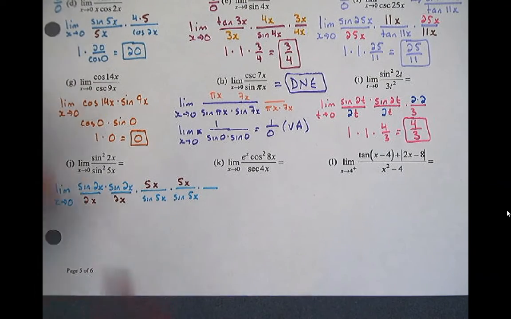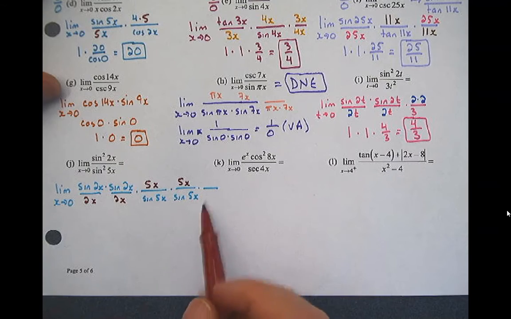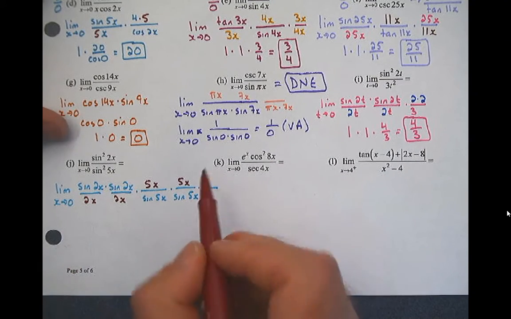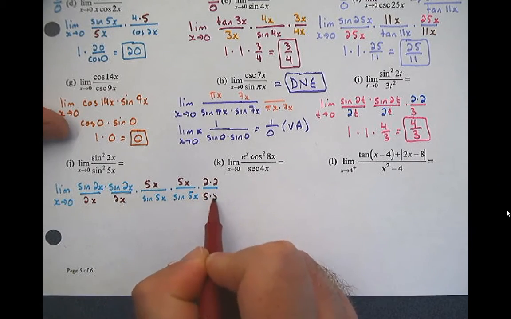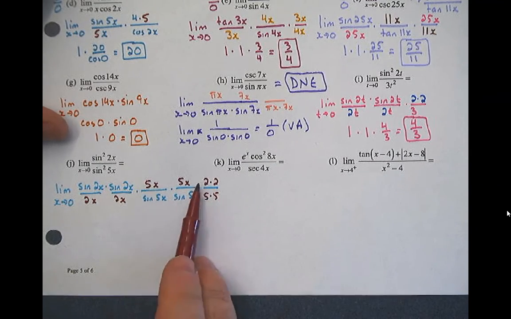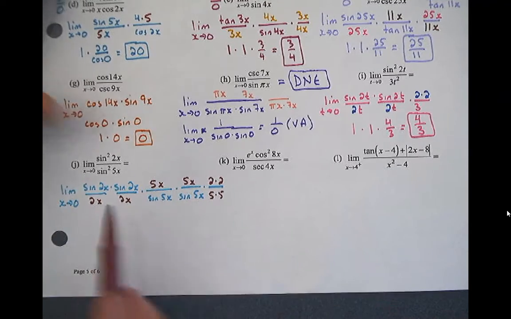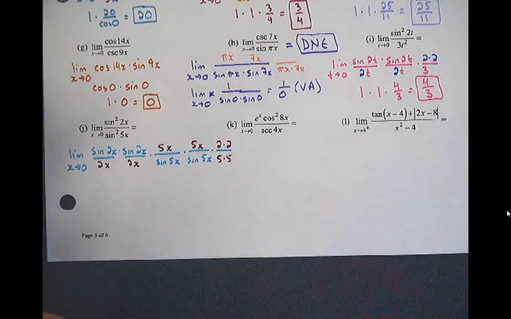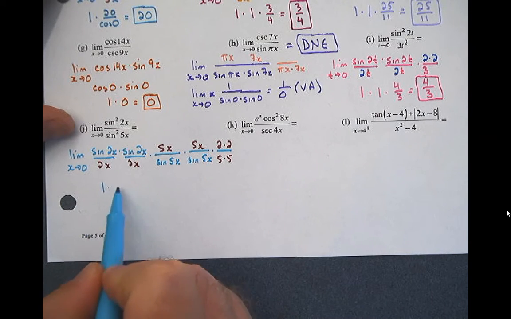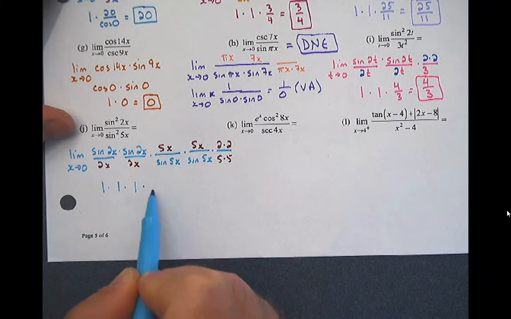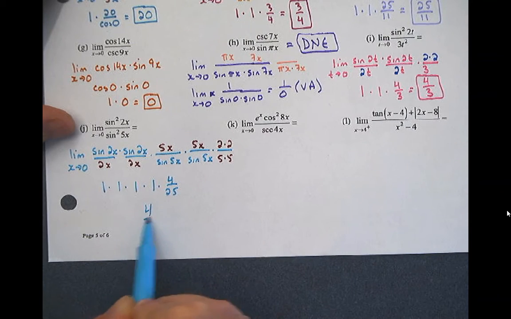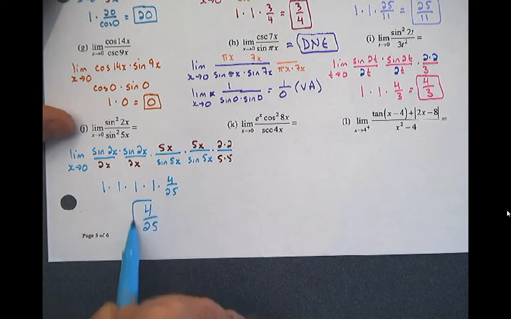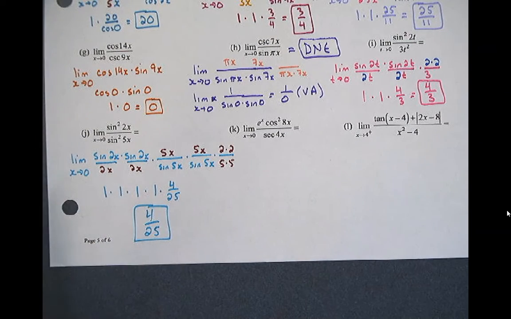And now we can go back and see what things we need to add here to make everybody happy. So for instance, I did 2 times 2, so I need 2 times 2 up there. I did 5 times 5, so I need 5 times 5 there. And then I've got x over x, so I don't need to add any x's to the mix here. And then I can just start to evaluate. So this would be 1 times 1 times 1 times 1 times 4 over 25, which ends up being, of course, 4 over 25.